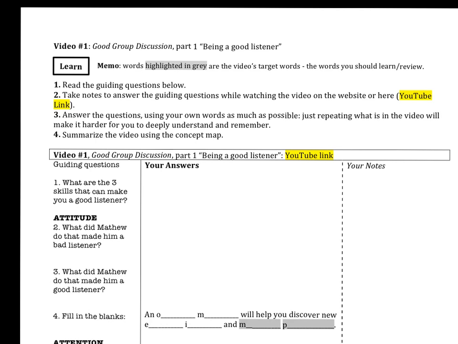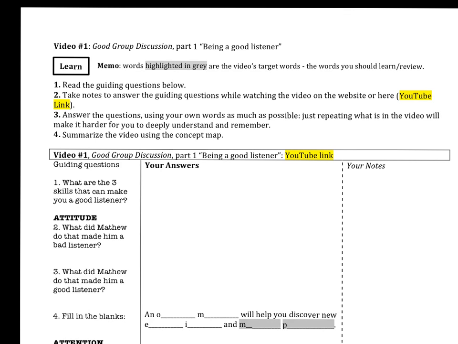When you answer questions, I would highly recommend you to use your own words. The reason is, if you just write down what you heard, let's say those words are not familiar to you, they don't feel right, your understanding and remembering the content of the video might be a lot more tricky. So I would recommend you to try to use your own words.